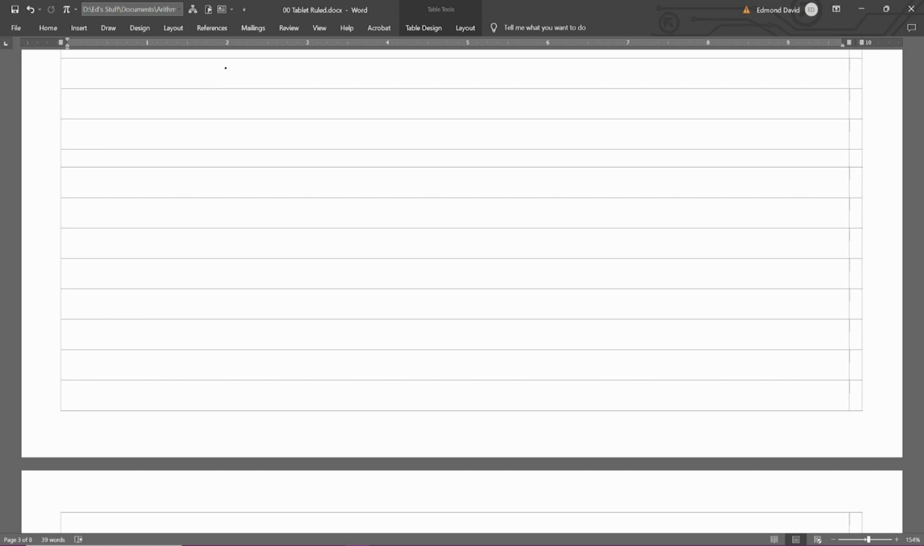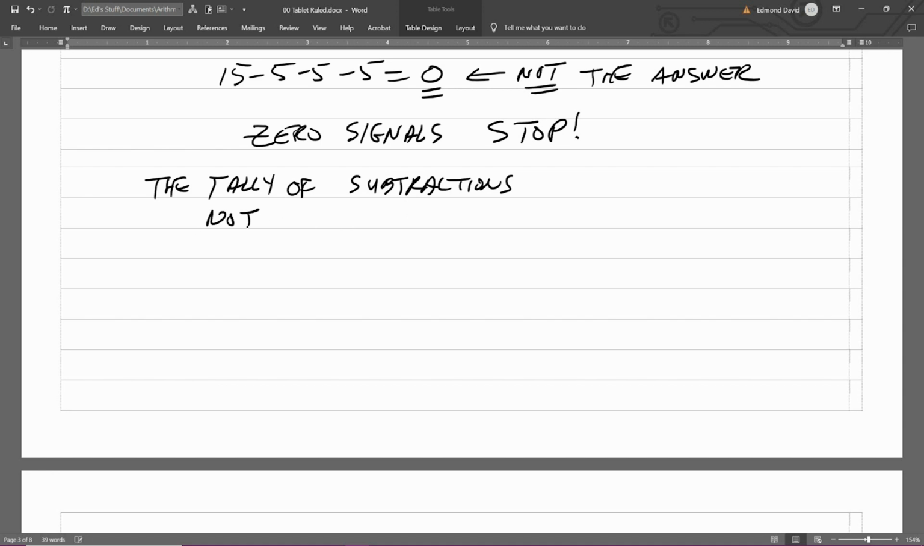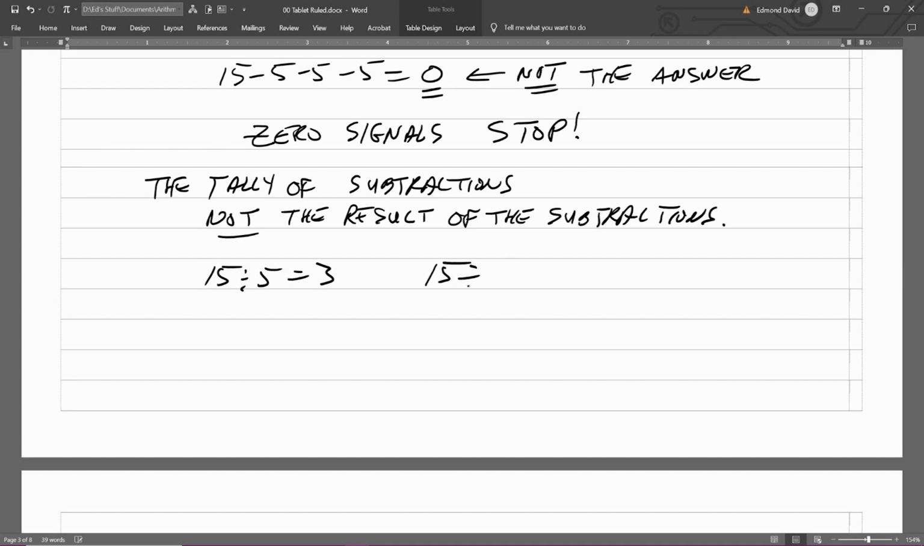Unlike multiplication, not only are we not told how many times to subtract, but the answer to the question is not the result of the subtractions. The answer is not 0. 0 just tells you when you have to stop subtracting. The answer to the question is the tally of subtractions. In other words, you have to count how many times you subtracted 5 from 15. That count is the answer. So the answer is 3, not 0.